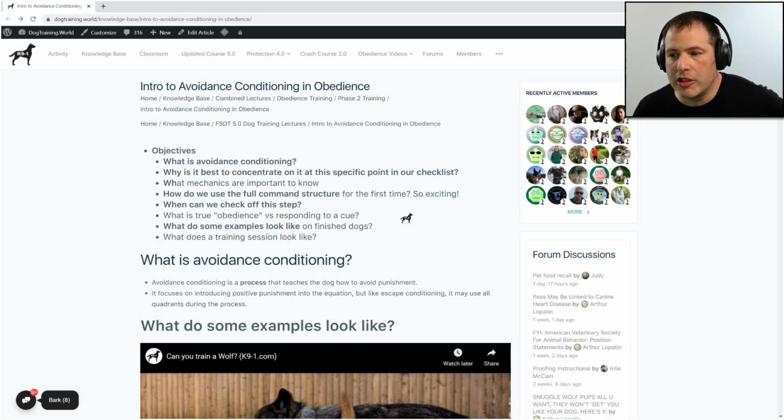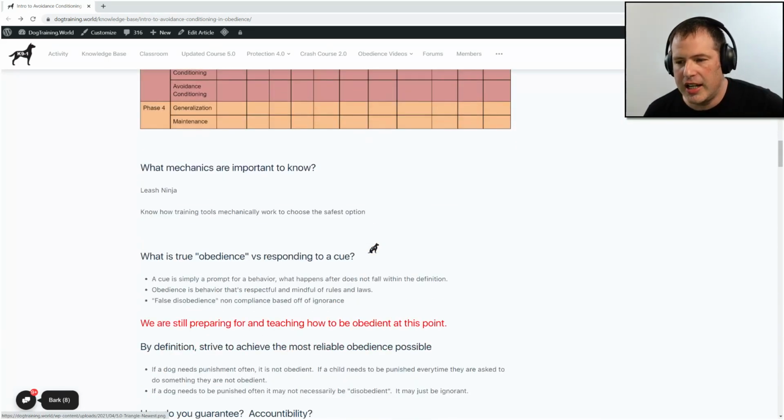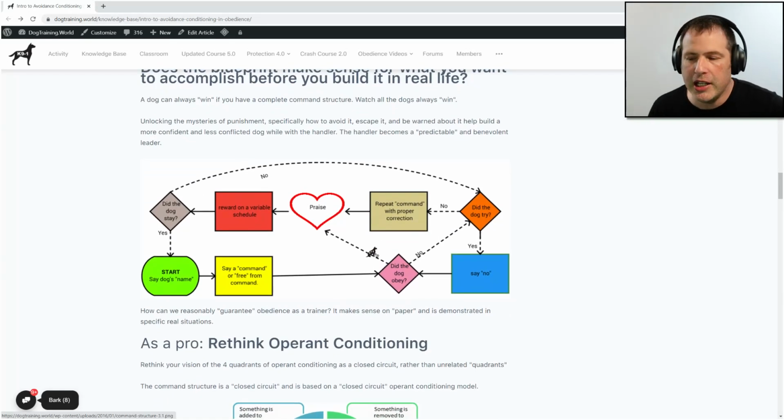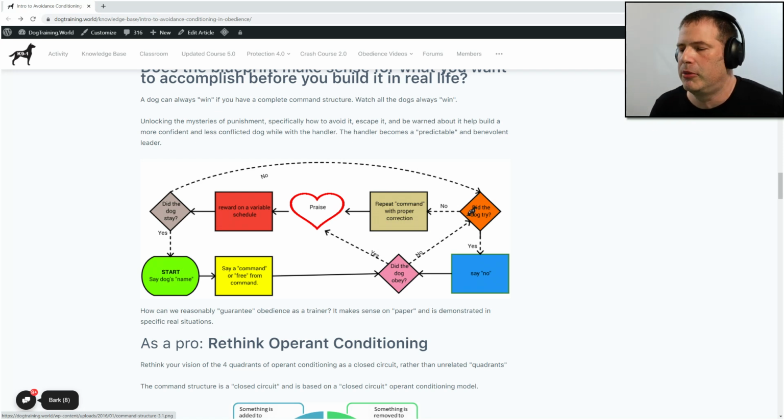How do we use the full command structure for the first time? All right, it's right there. You just connect the dots. The big judgment call that you have to make at this point is right here: did the dog try? And that's where it's not all exact. You have to know, did that dog just make a little honest mistake, or is the dog really not trying, having kind of an impulse control problem, and is just not capable of really trying?